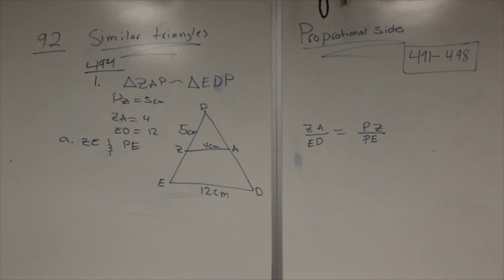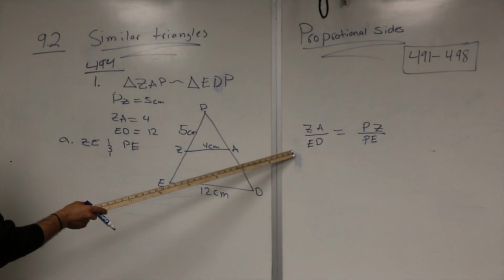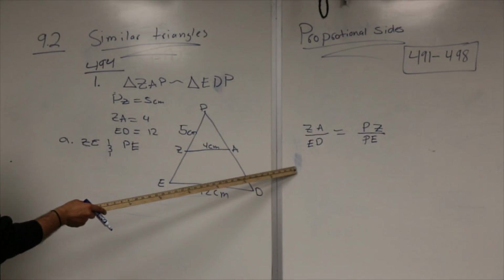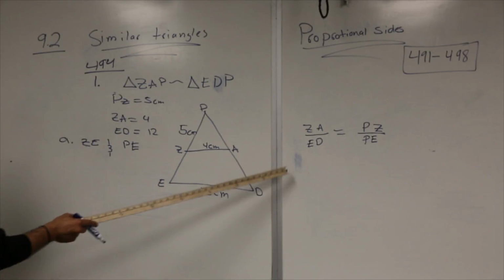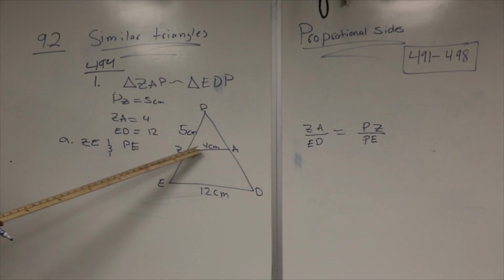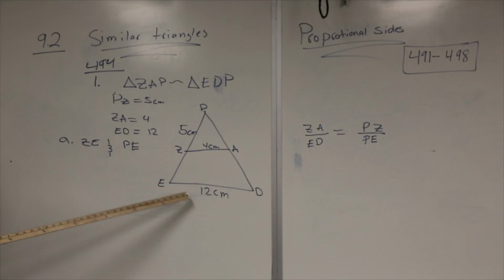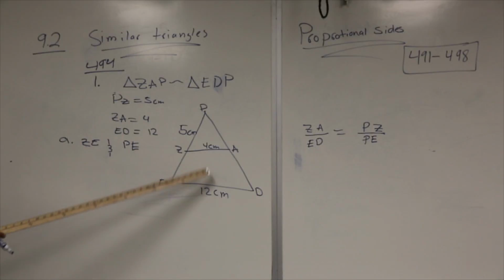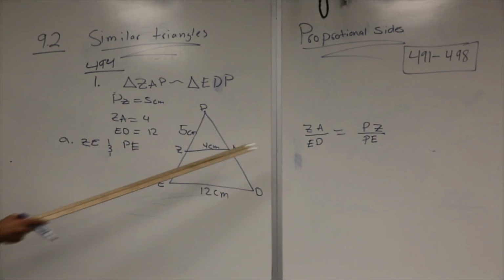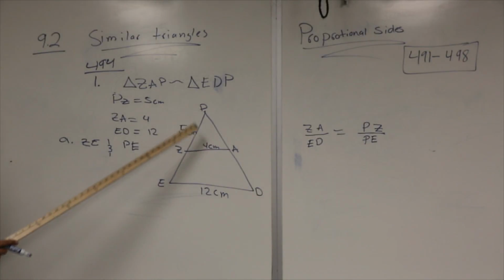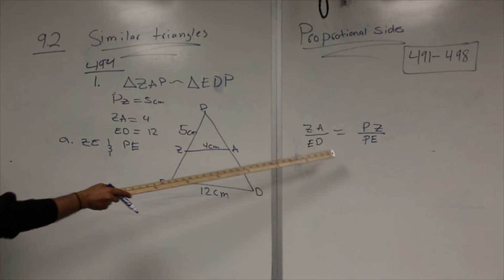Okay, now we are going to do our proportional sides. I have just written them down for you. So we know ZA is proportional to ED. And so I put it there. And they both have numeric values. I put PZ because it has a numeric value, and we need to find what PE is, so I put it right there.